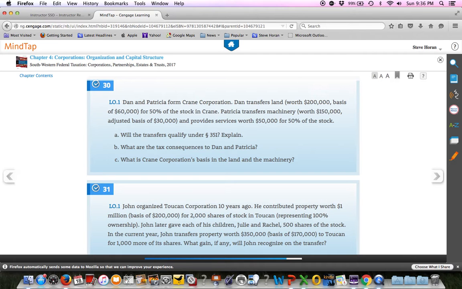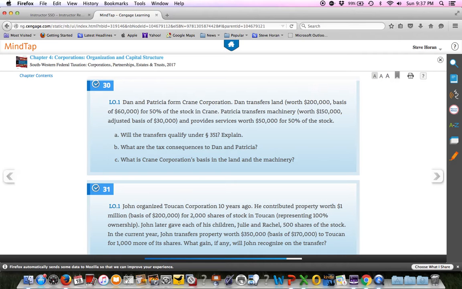And the key thing here is the property that she transferred has a much higher value than the services transferred, right? So the machinery is worth $150 with the basis of 30, clearly higher than the services she provides. So it still qualifies, even if you're thinking that might have been a disqualifier. It was not in this example.